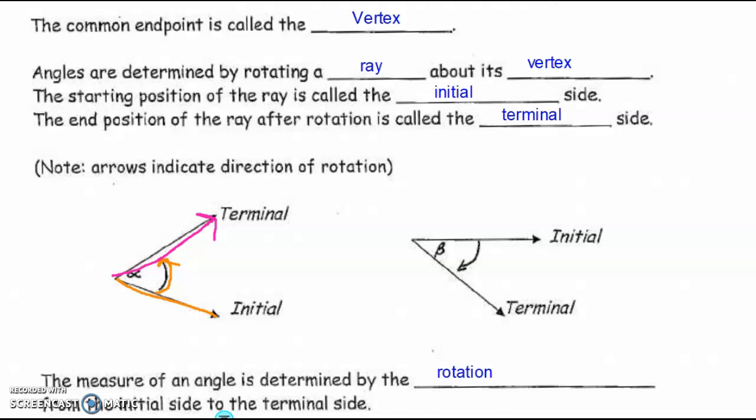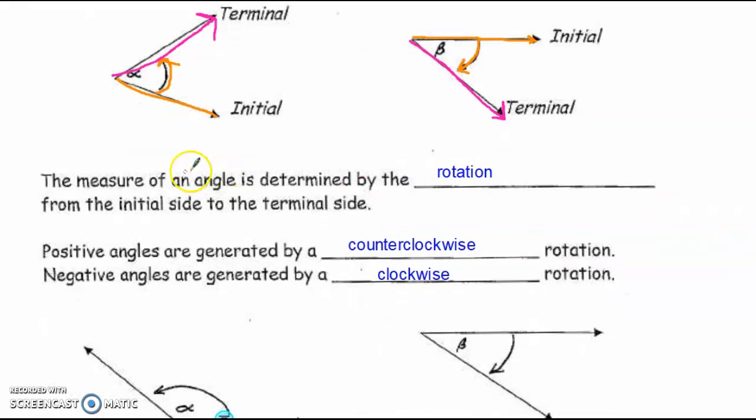So we get over to here on this one. Notice this is the initial side. And this time we're going clockwise. And my pink side will be again my terminal side. So what we do is we measure the angle by the rotation from the initial side to the terminal side. This way we go up here, we go counterclockwise.